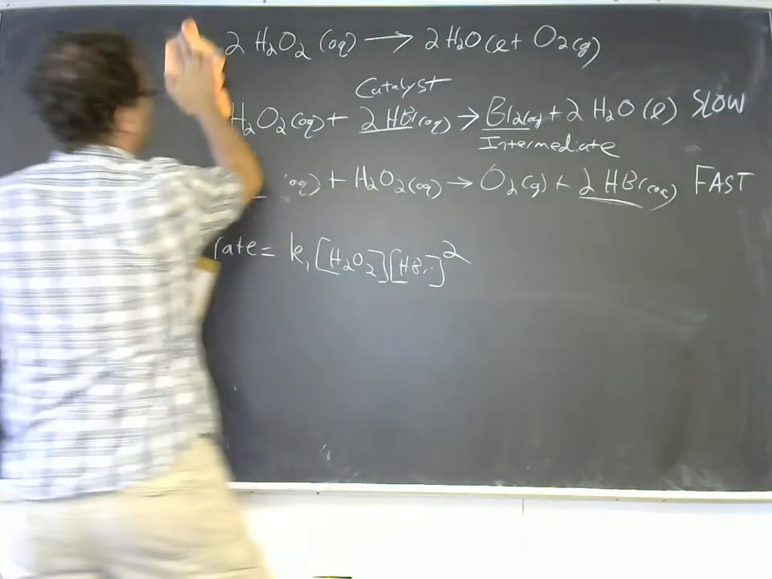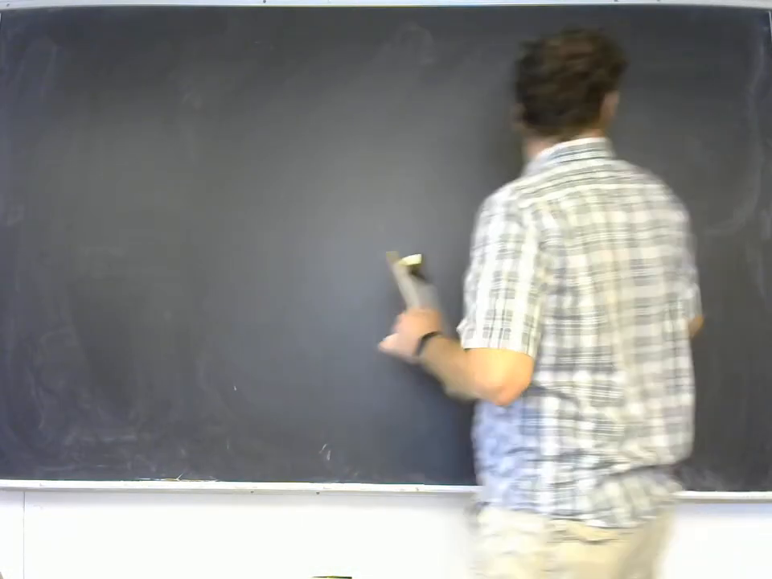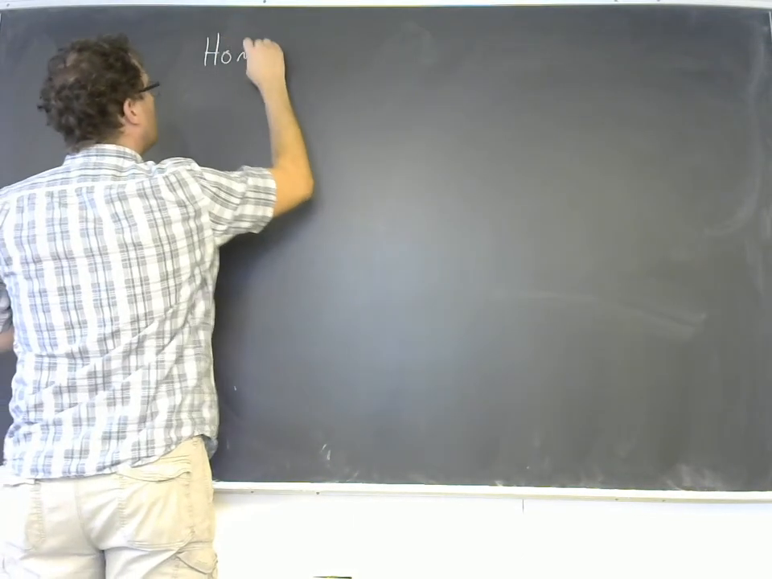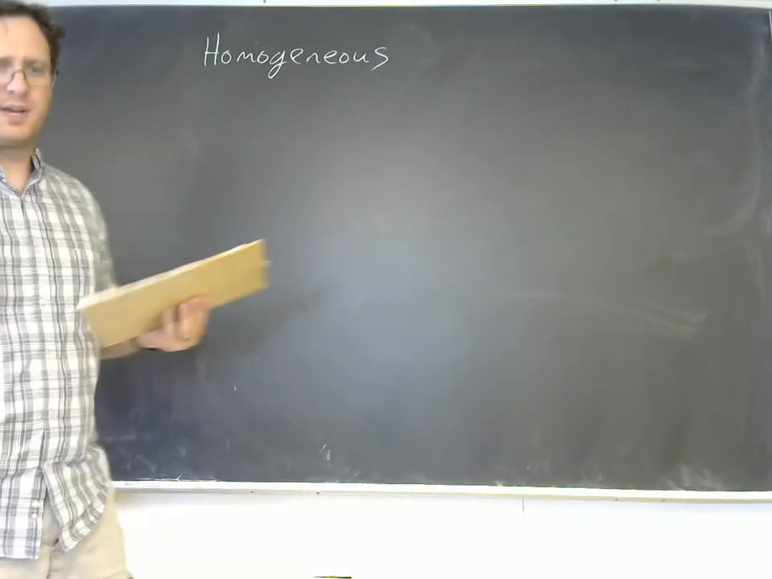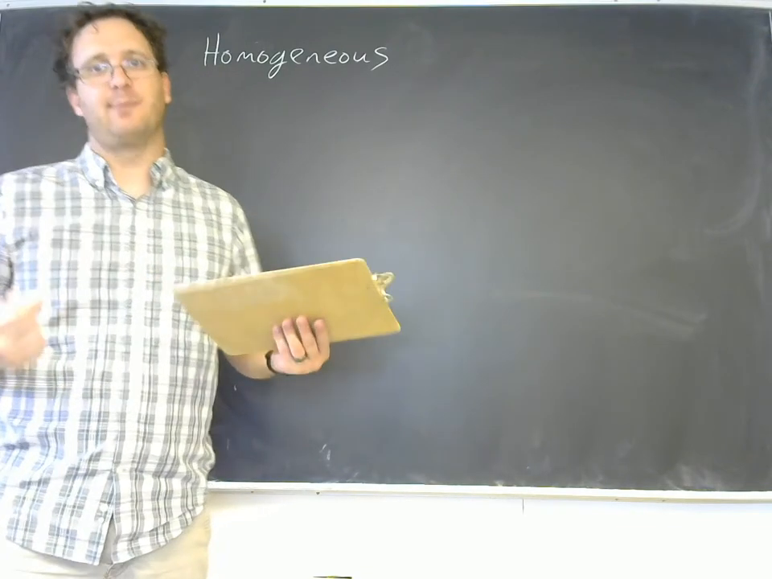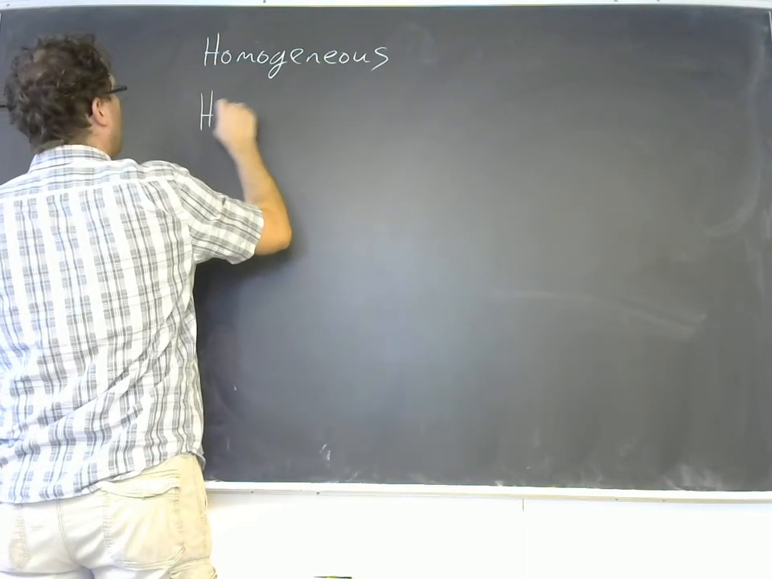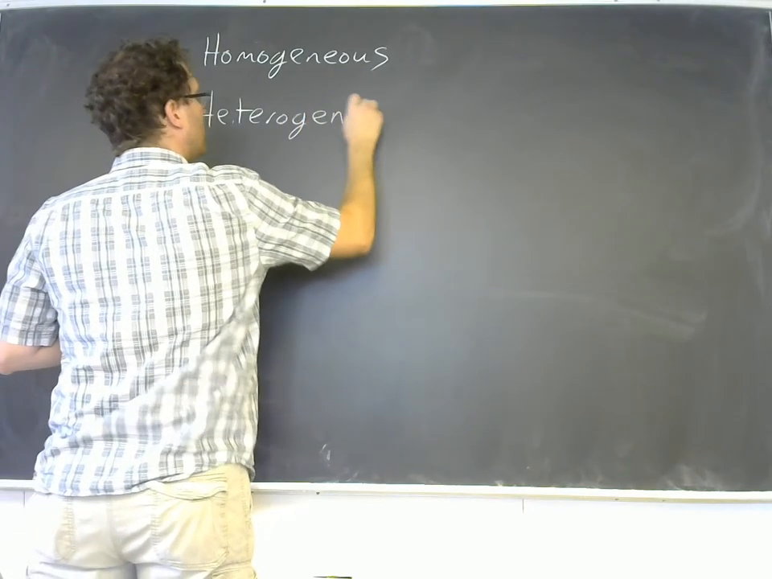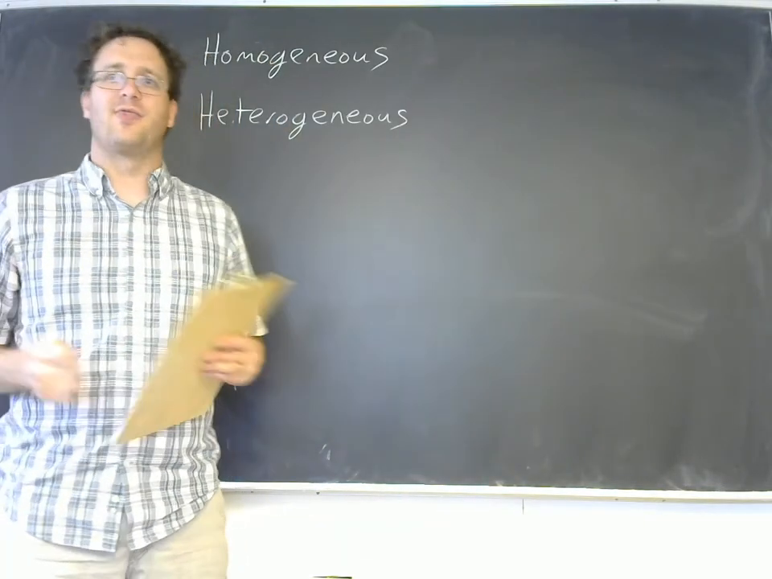Now, catalysis can happen in a number of different ways. This was an example of a homogeneous catalyst, because the hydrobromic acid and the reactant were both aqueous. They were in the same phase. So there is homogeneous catalysis, and then there is heterogeneous catalysis, where the catalyst is in a different phase than the reactant.